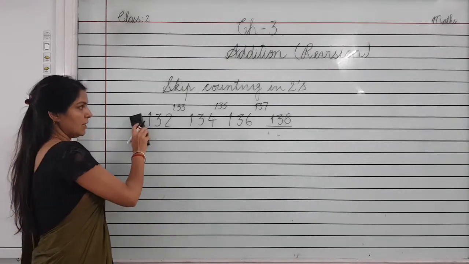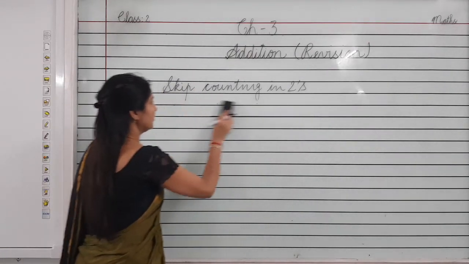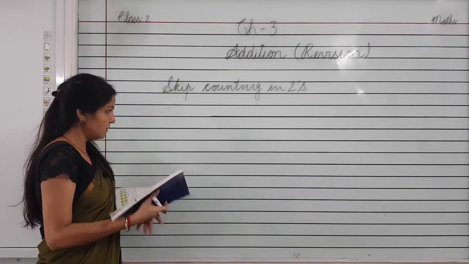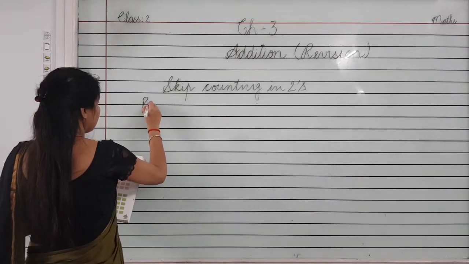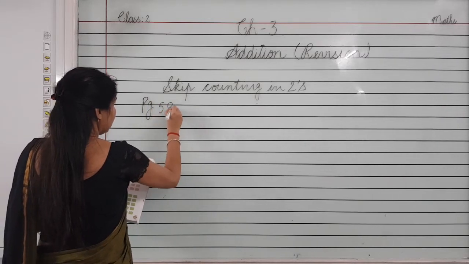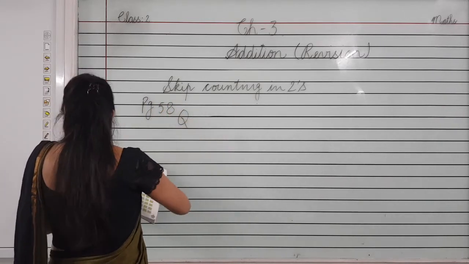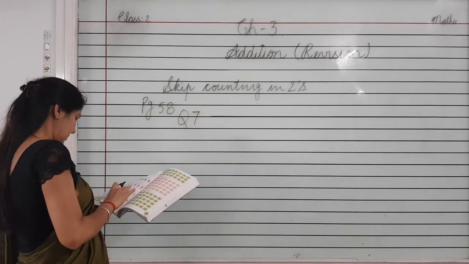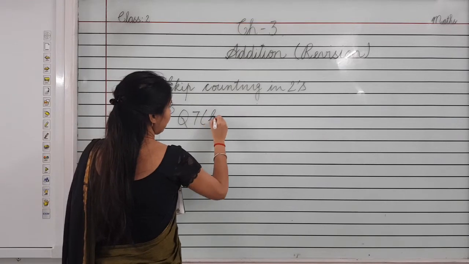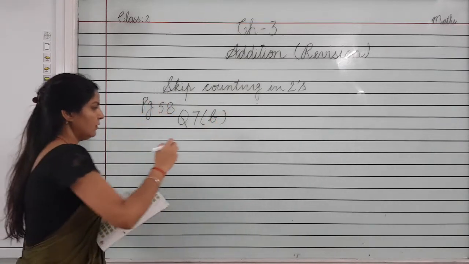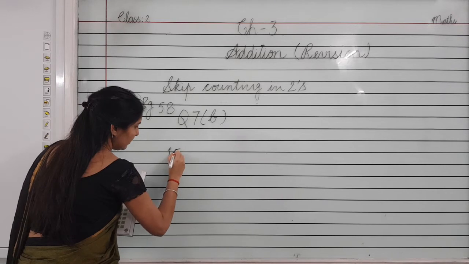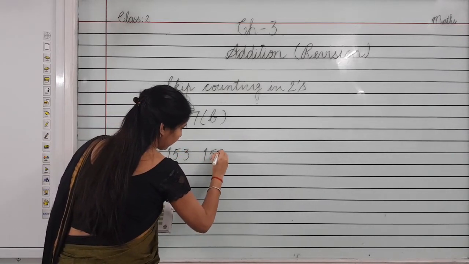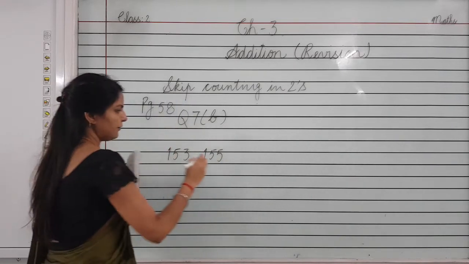Now, let's take one more sum from the book. This is on page number 58. Question number 7. Let's see B part of this. Numbers are given 153, 155, 157.